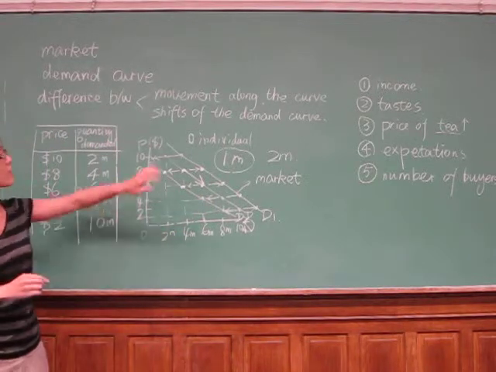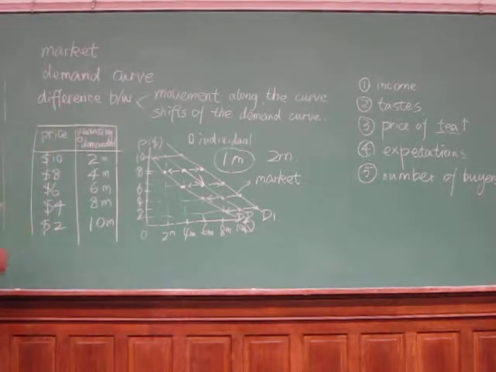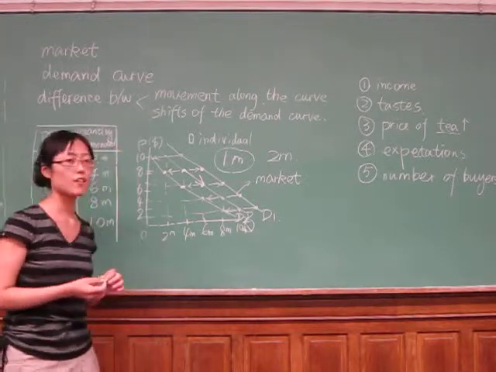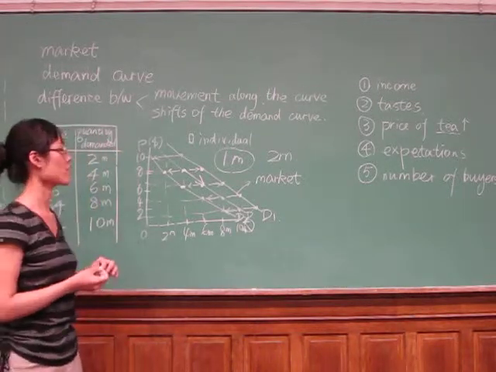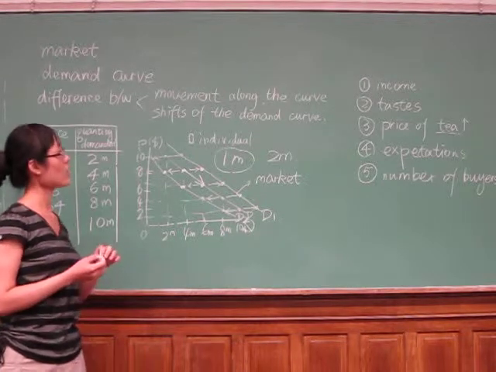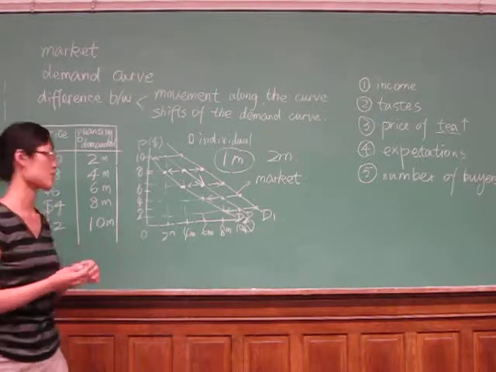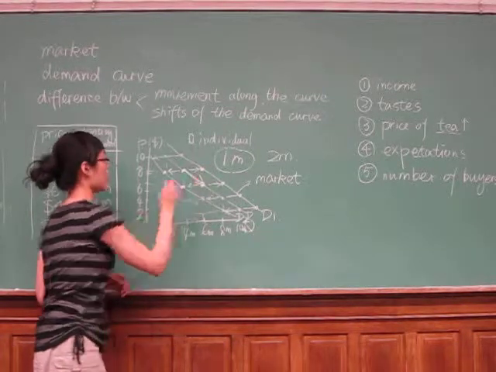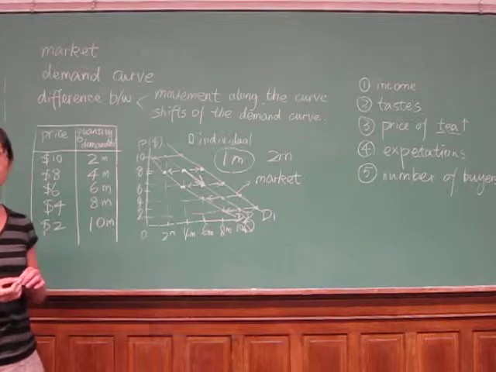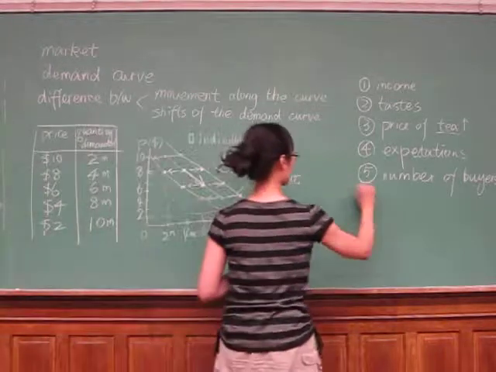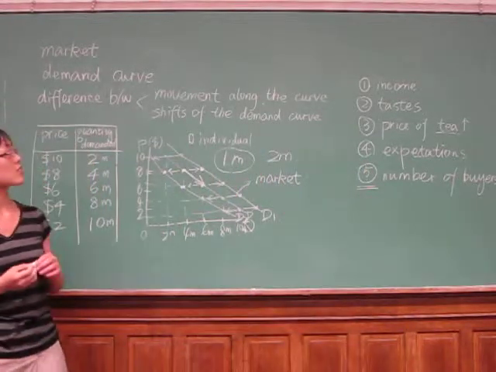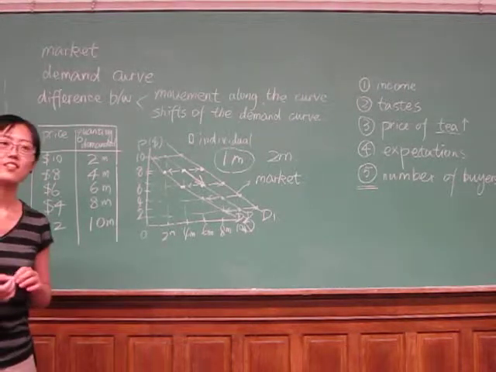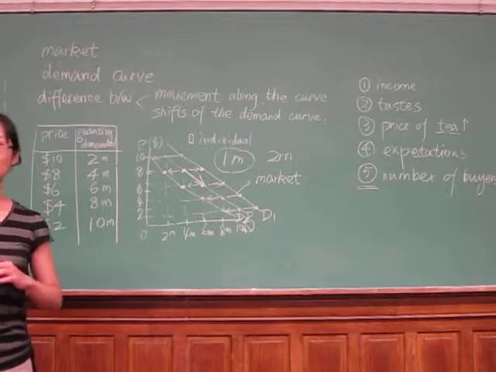And I will re-emphasize the difference between movement along the curve and shifts of the demand curve. The only factor that causes movement along the curve is the change of the price of that good. Any other factors, including those five, will cause a shift of the demand curve. So this is what I talked about in this class. Thank you.